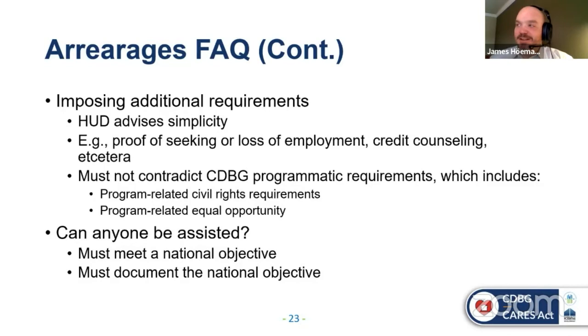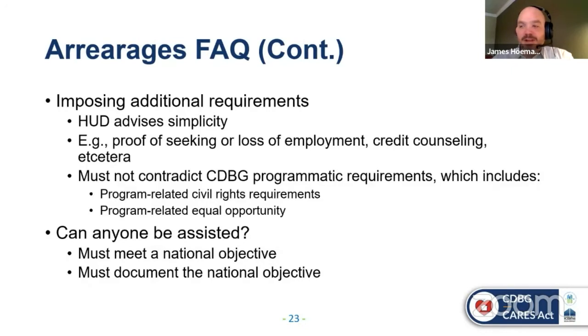I don't know why grantees would want to do that. Again, I was a grantee myself, and one of the places that I worked had very complicated rules for their public service activities. It didn't seem as if anyone was going to qualify, and hardly anyone was served. So you need to think about whether or not your extra requirements are going to exclude or preclude anyone from participating in your program. That's something that you need to be very conscious about.